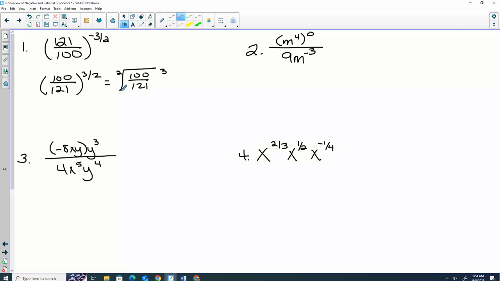What is the square root of 100? 10. What's the square root of 121? And then we cube it. So 10 to the third. And 11 to the third.